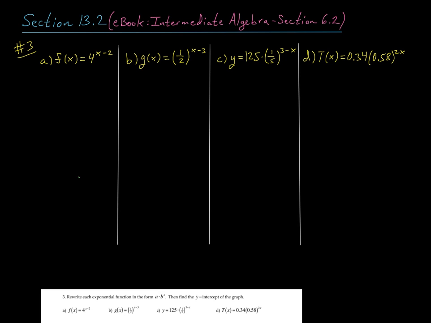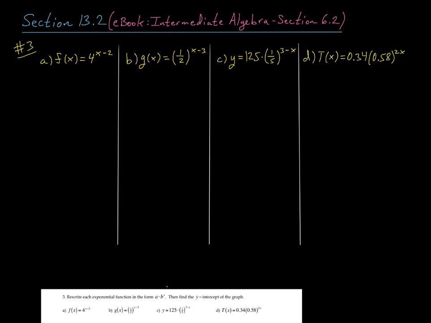All right, next up for problem 3, it says to rewrite each exponential function in the form a times b to the x power, then find the y-intercept of the graph. Okay, so for part A, we have 4 to the x minus 2.